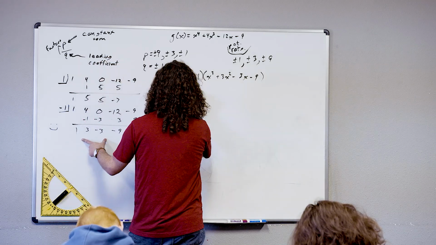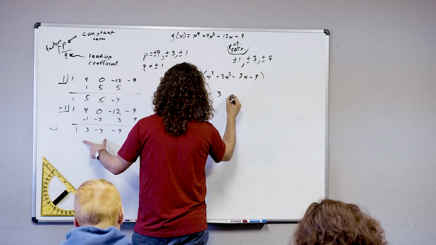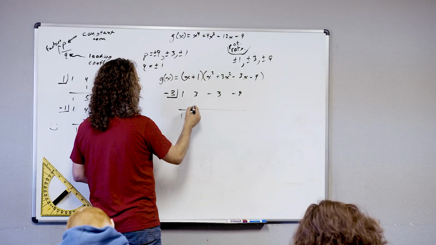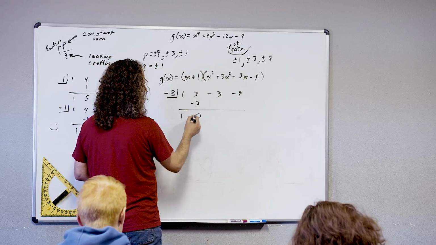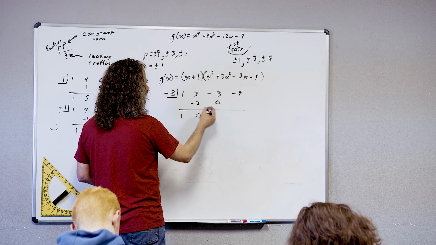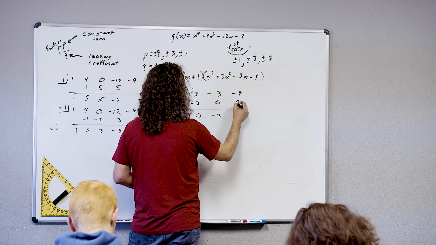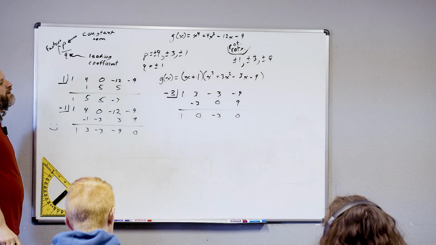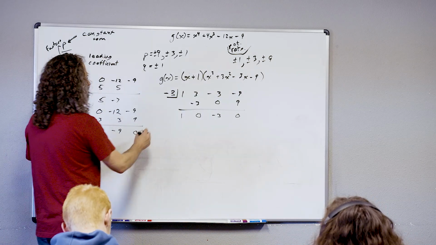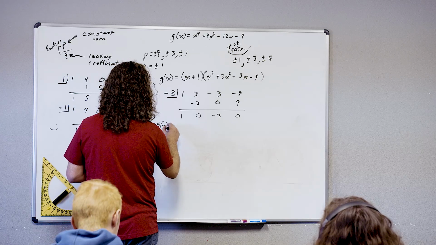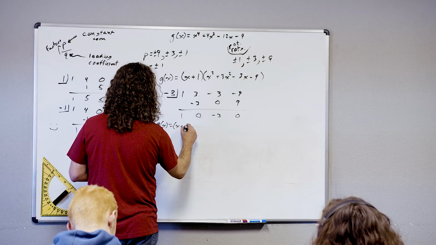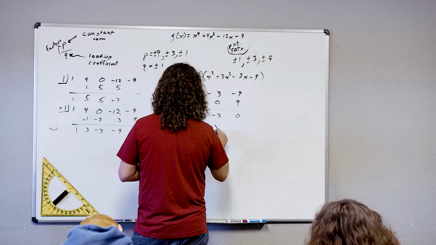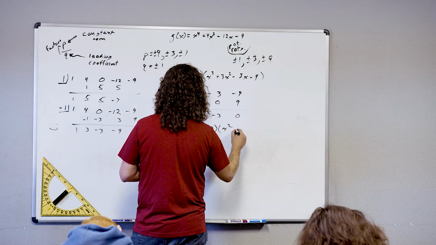And we're going to divide that into 1, 3, negative 3, negative 9. Bring down the 1. Negative 3 times 1 is negative 3. 3 minus 3 is 0. Times that is 0. Negative 3, positive 9. Look, we found one through the power of magic and also math. Right? So now we have g of x equals x plus 1 times x plus 3 times x squared minus 3.